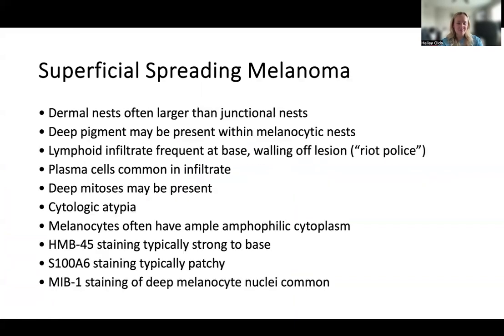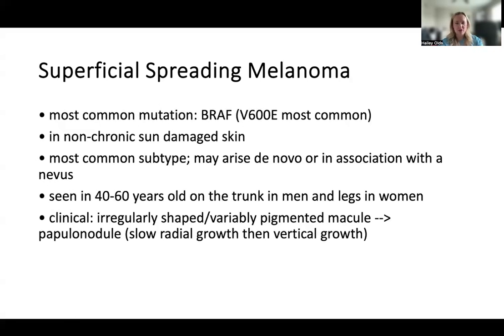And then HMB45 staining is typically strongest at the base, and then you can also have S100 staining. And then you might have that lymphoid infiltrate at the base, kind of walling it off. So they call that like the riot police. And the most common mutation in this is BRAF. And it's the most common subtype.